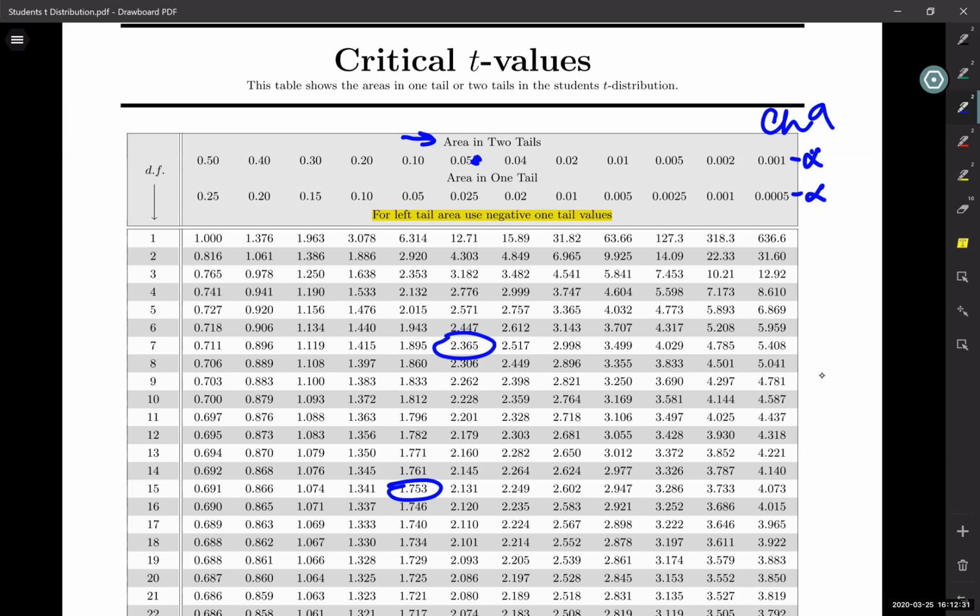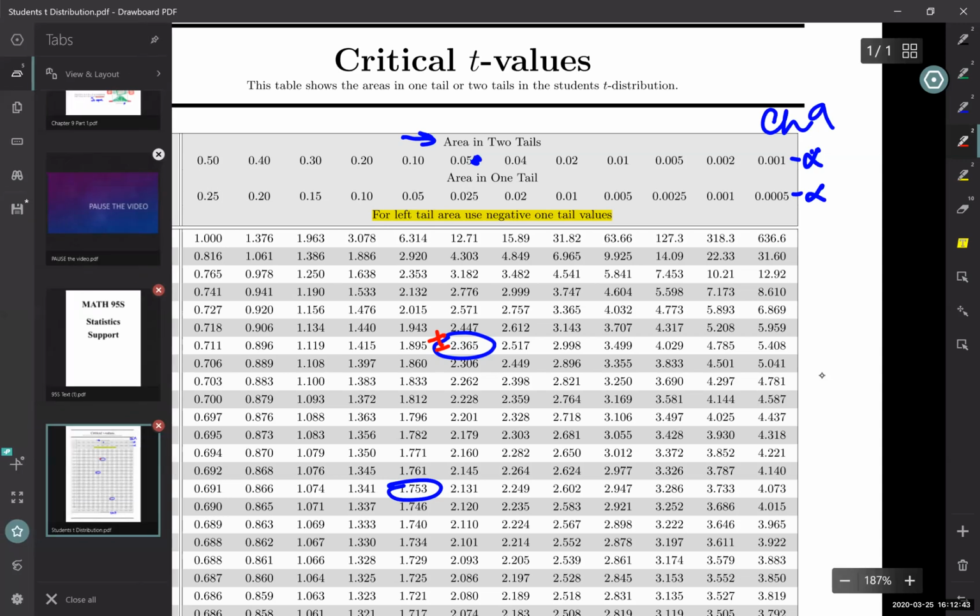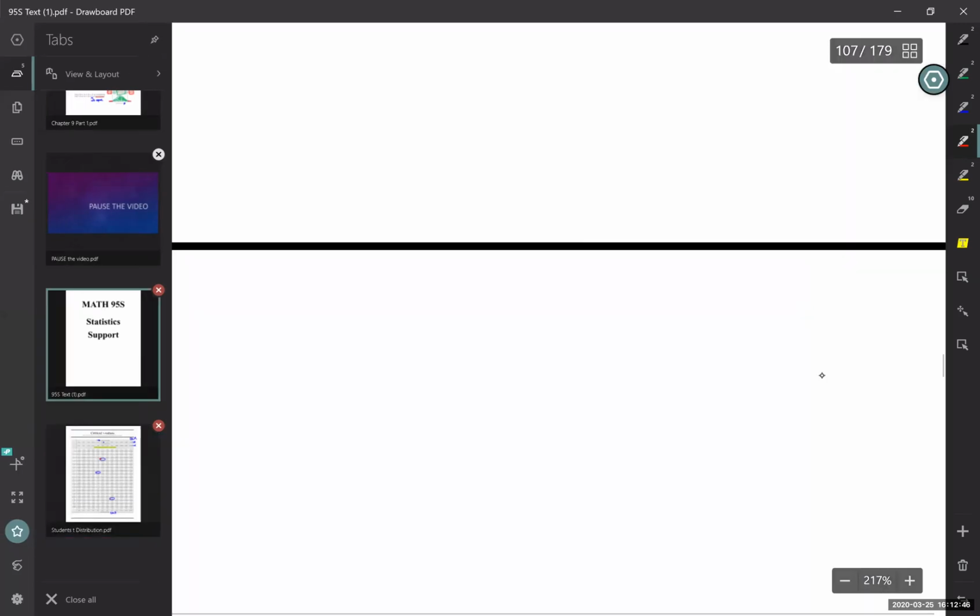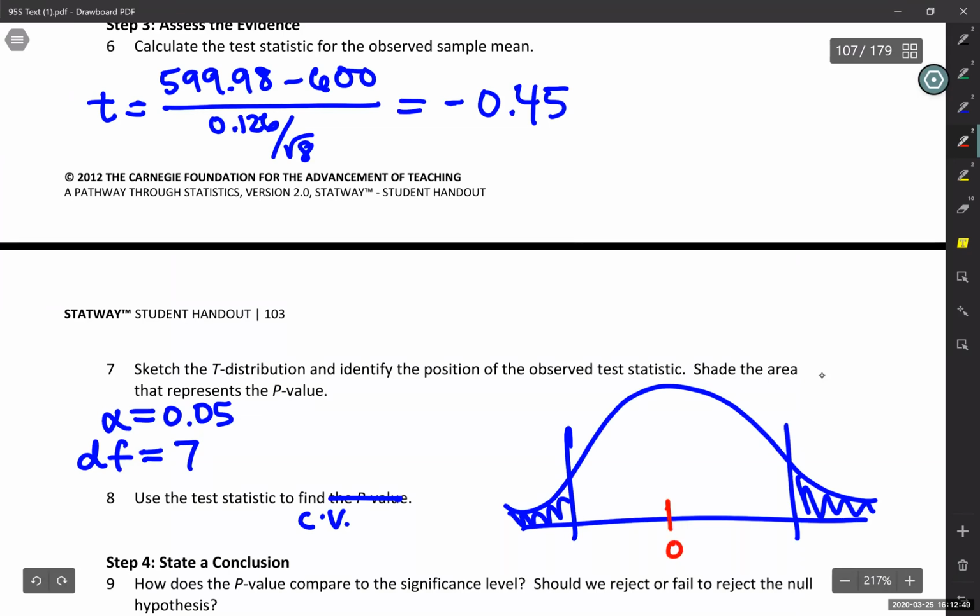And we're going to use that left tail rule where we're going to make it minus as well. So this is actually going to be plus or minus 2.365. Because on our picture, we have the 0 in the middle. So this side would be positive 2.365. And this side over here would be negative 2.365. So you can get both numbers at once, the positive on the right and the negative on the left. This problem, however, we have that tiny little negative 0.45, so that's going to be right in the middle. And anything in the middle is fail to reject.